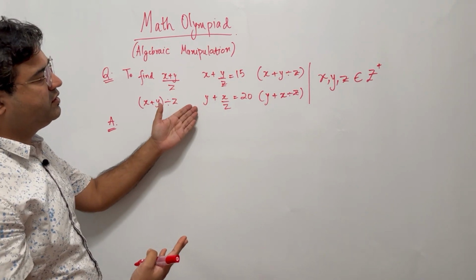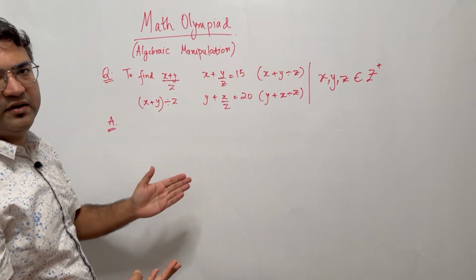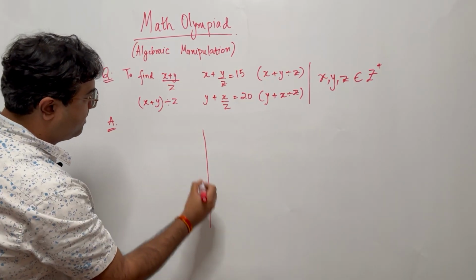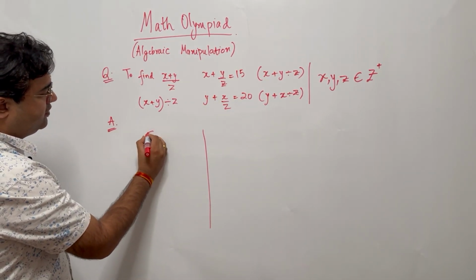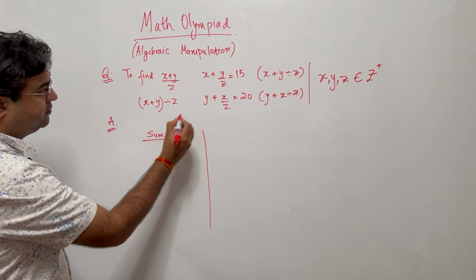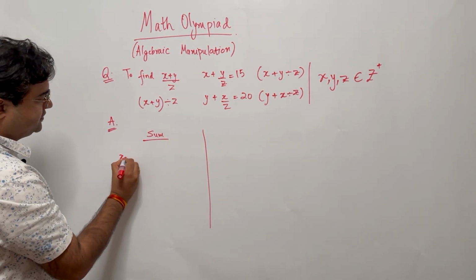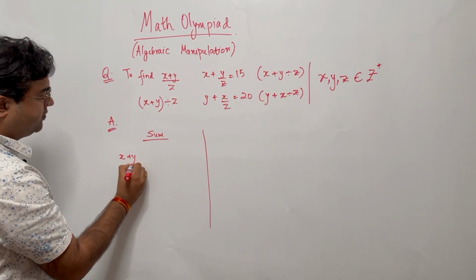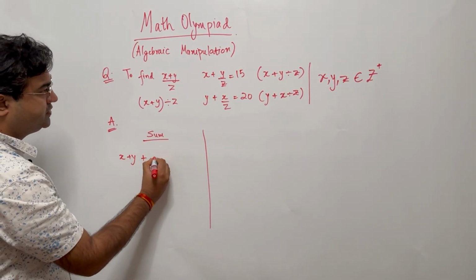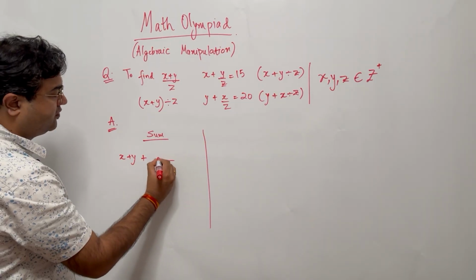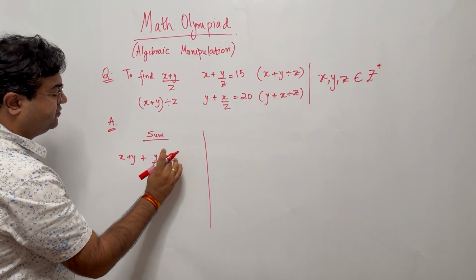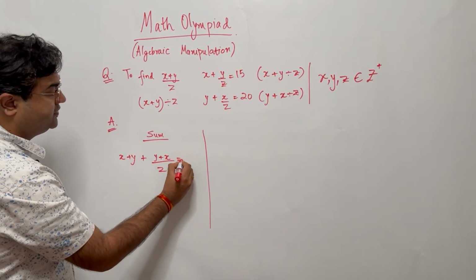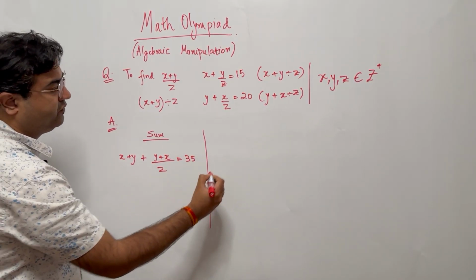Okay. So generally when we see two equations, what do we do? We can either sum them up or we can find a difference. So let's do both. So here we will find the sum. We are adding these two together, x + y/z plus y + x/z is equal to 35.